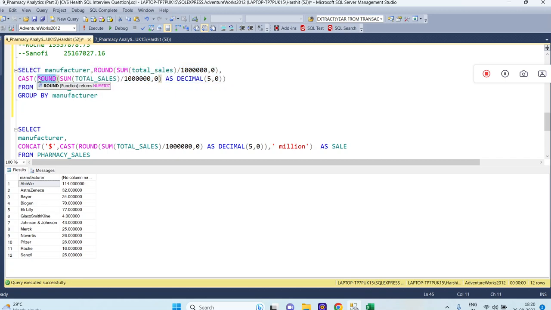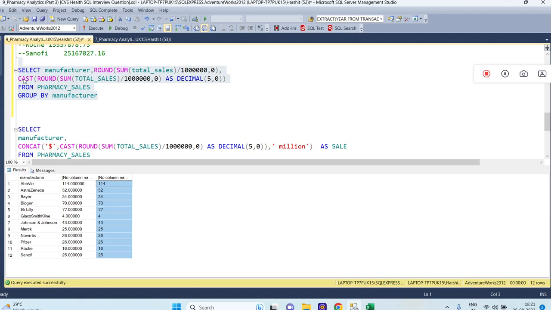Firstly we have done round, then we have used the cast function, and in the cast function we are casting to decimal 5 comma 0. So it means after the point we do not require any digits. So let me select this data. If you see over here, it is like 114, 32, 34, 70, right? Now what is our requirement? We want to show this data in the dashboard, and we want dollar and million also.